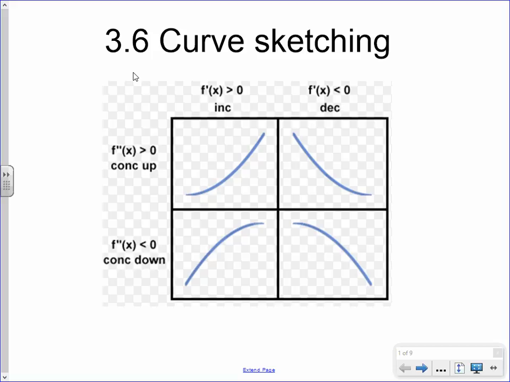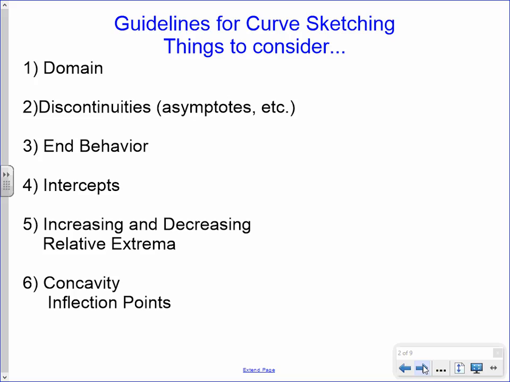Okay, if we get an undefined derivative that is not an asymptote, we know there's going to be a corner there. Okay. All right, so if I ask you to sketch a curve, these are the items I'd like you to consider. What is the domain? Are there any discontinuities? Are there any asymptotes or holes? What is the end behavior? What are the intercepts? And then from yesterday's quiz, increasing, decreasing, mins and max, concave up, concave down, points of inflection.